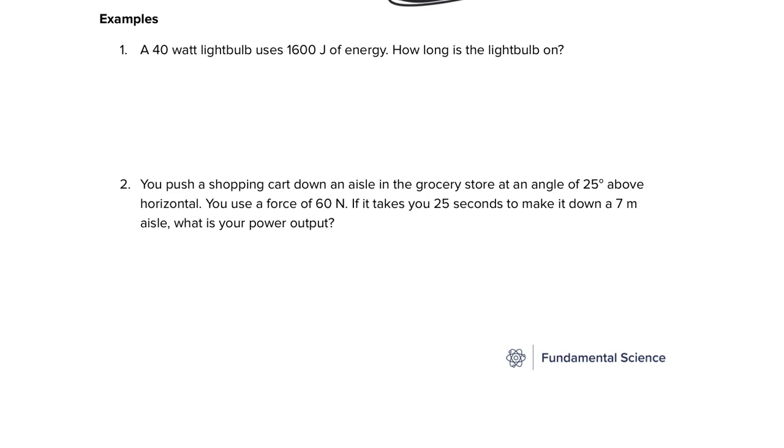So we're going to start this the same way as we do all problems, with our givens. Our givens that we have here are the 40 watts for the light bulb. You should remember watts means power. So we have power equals 40 watts as a given. And then it says it uses 1600 joules of energy.